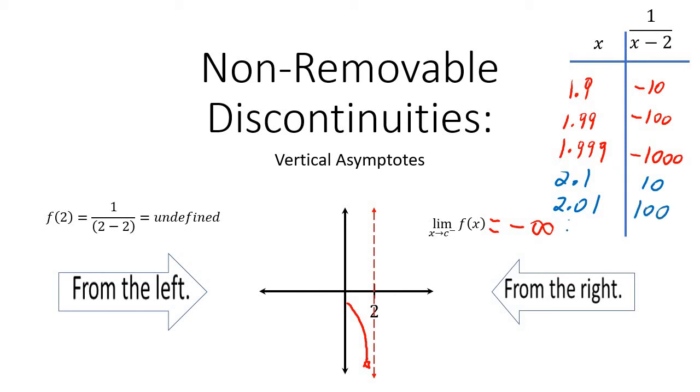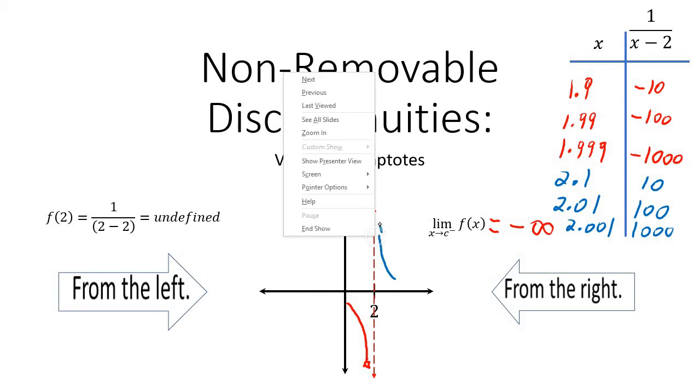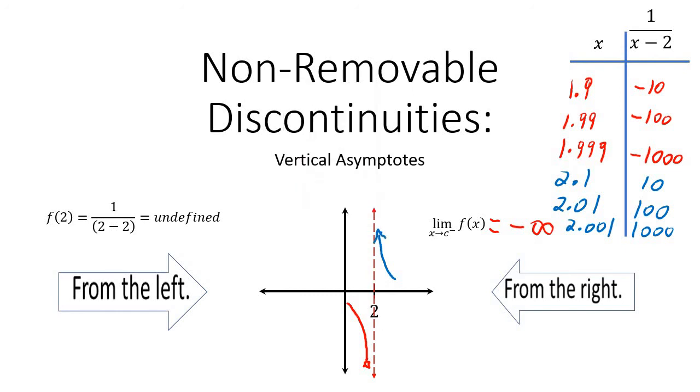And if you continue this pattern, 2.001, even closer to 2, you're going to get 1,000. As you approach 2 from the right-hand side, it seems like the values of y are getting larger and larger. We are approaching positive infinity here. That means that I can say that this limit, as x approaches c from the right-hand side, is equal to infinity.